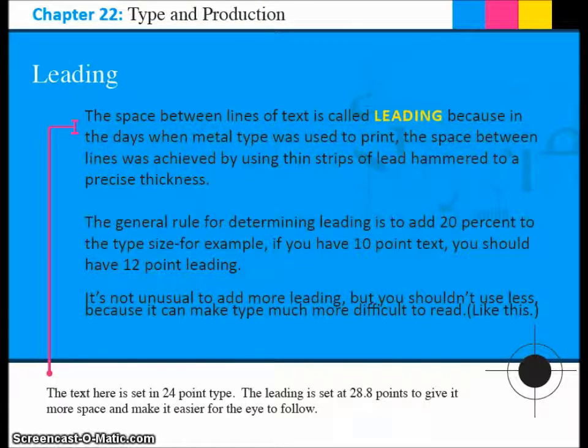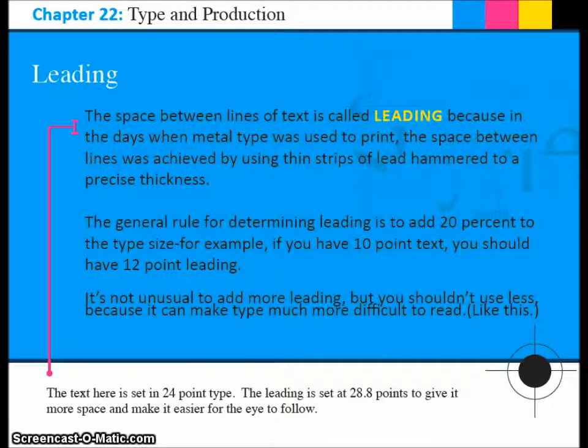Leading refers to the space between the lines of text, and it's called that because in the days of metal type, when they used the Gutenberg presses, the space between the lines was achieved by using thin strips of lead that were hammered to a very specific thickness depending on the point size of the letters. The general rule for determining leading is to add 20% to the type size. For example, if you have a 10-point text, you should have a 12-point leading. It's not unusual to add more leading to add more space, but you shouldn't use less leading because it can make type much more difficult to read, like this line here.